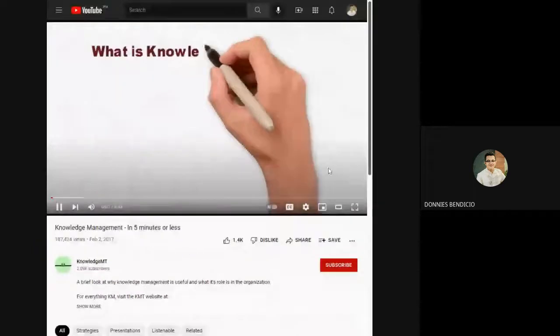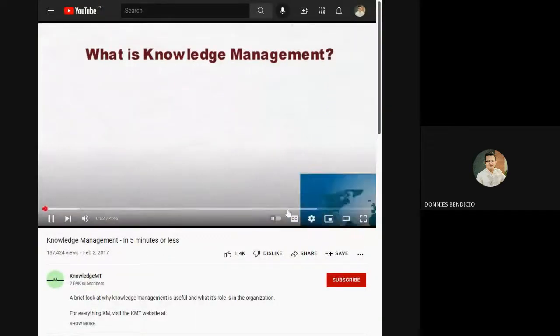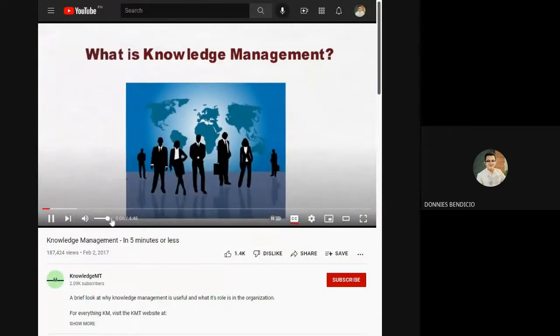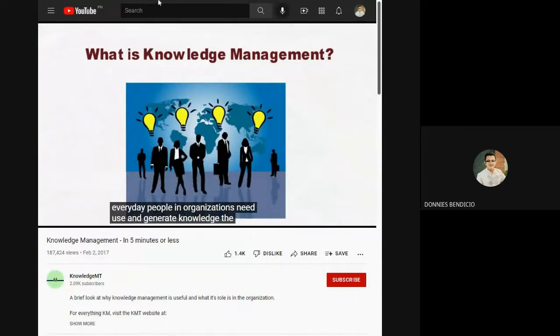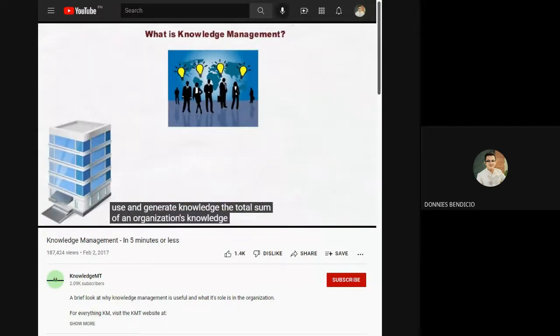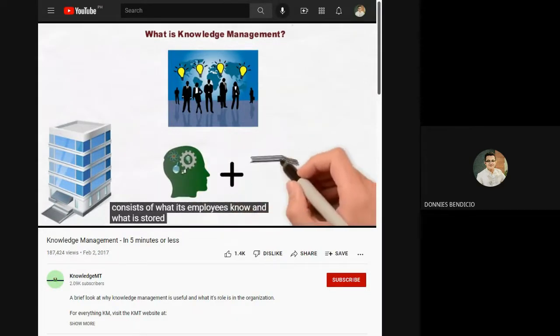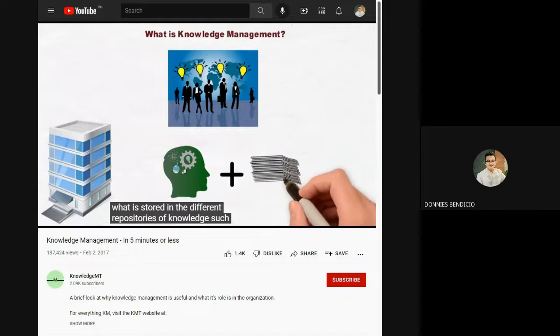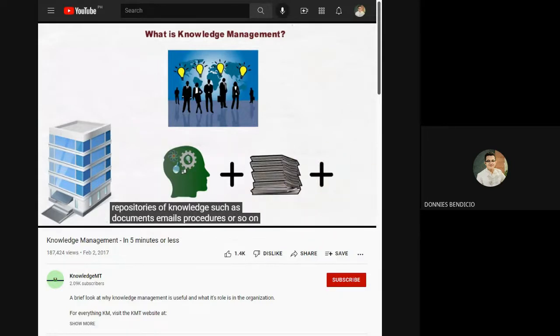So, what does knowledge management do? Every day, people and organizations need, use, and generate knowledge. The total sum of an organization's knowledge basically consists of what its employees know and what is stored in the different repositories of knowledge, such as documents, emails, procedures, and so on. But most often, an organization is much less than the sum of its parts.